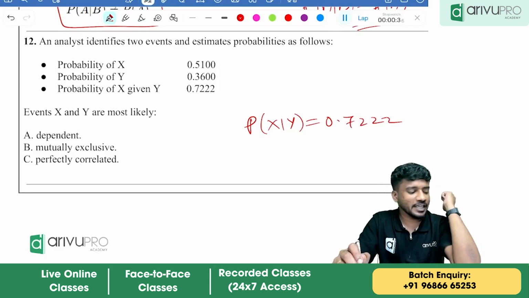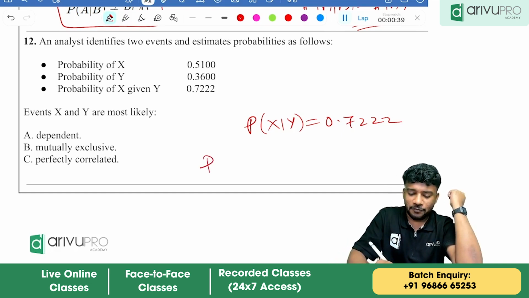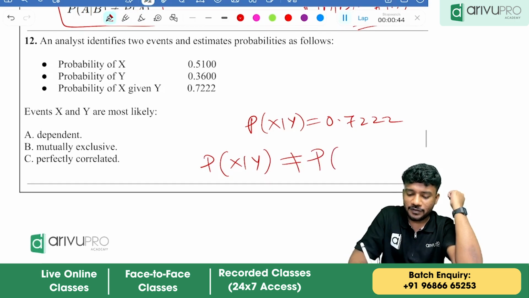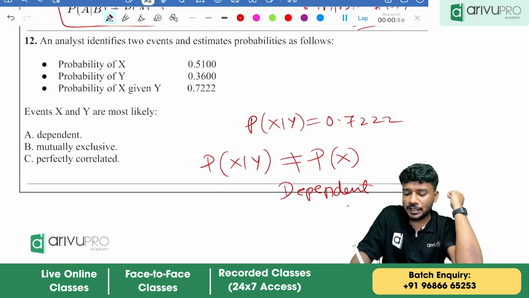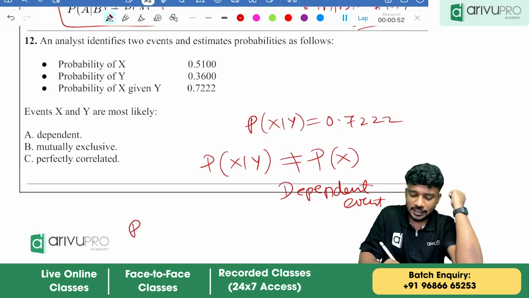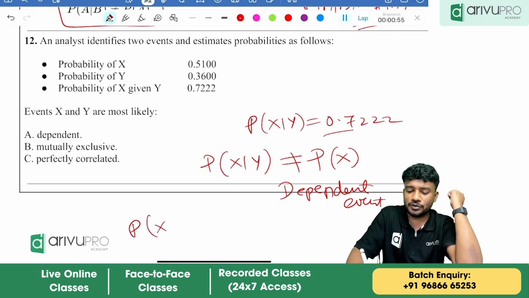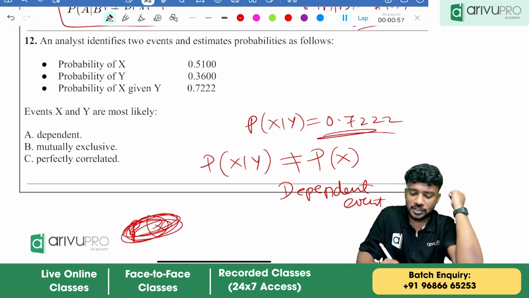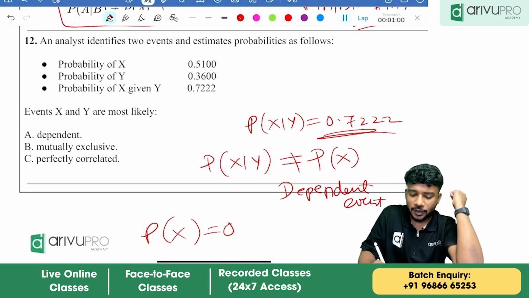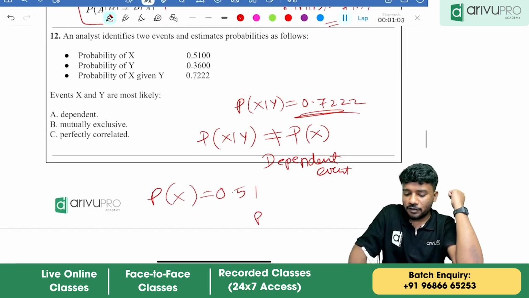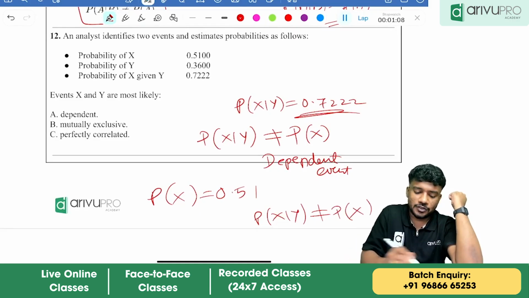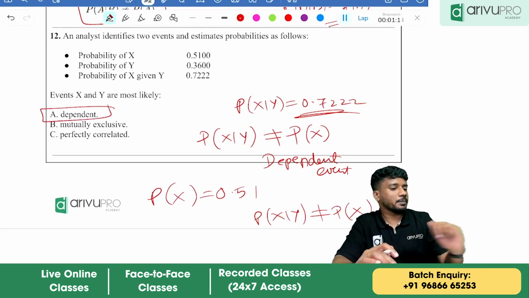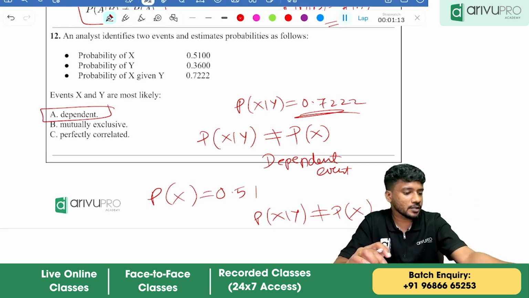It is very easy for us to say. If P of X given Y is not equal to P of X, then they are dependent events. Now P of X given Y is 0.722, and P of X is equal to 0.51. So here P of X given Y is not equal to P of X. So they are option A, dependent events. I hope that you got it.